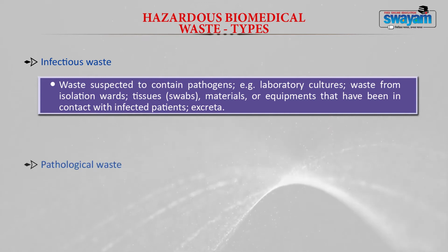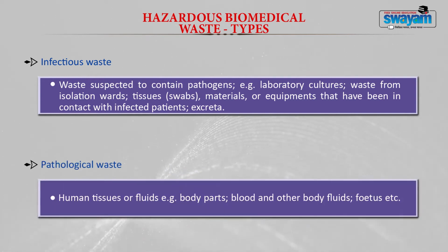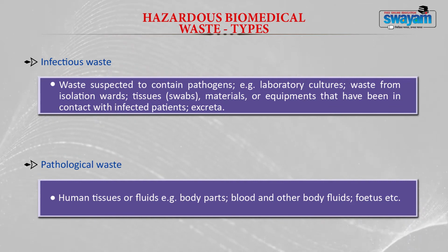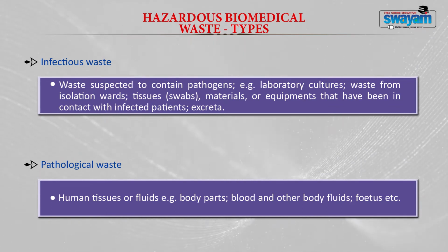Now, what are pathological wastes? Pathological waste includes human tissues or fluids like body parts, blood and other body fluids. Also the dead fetus comes under the pathological waste.